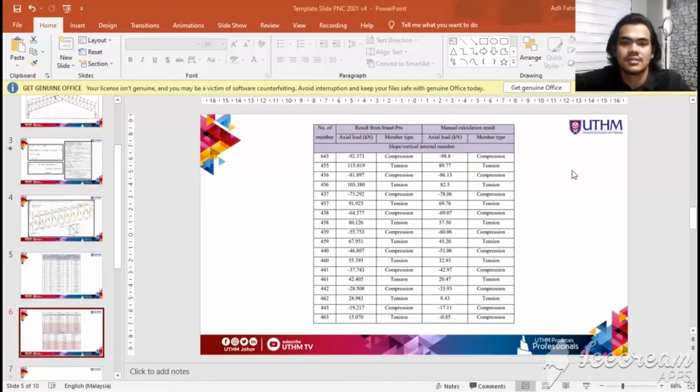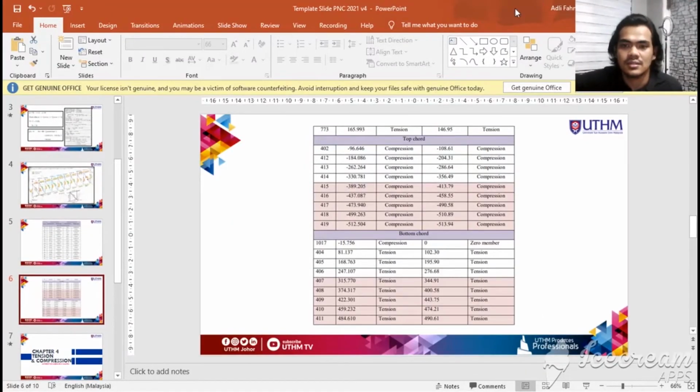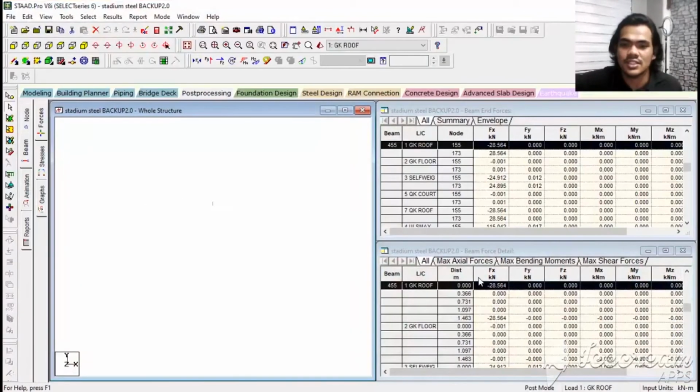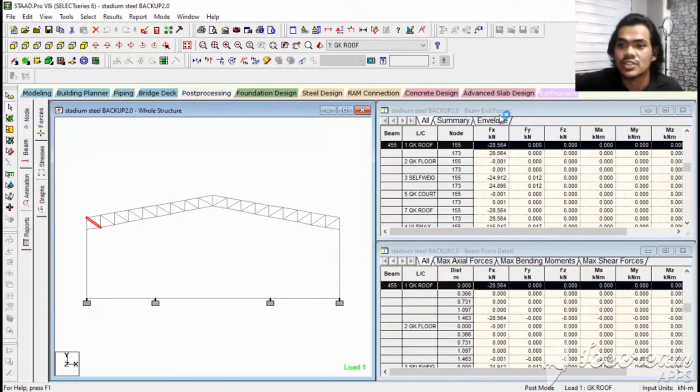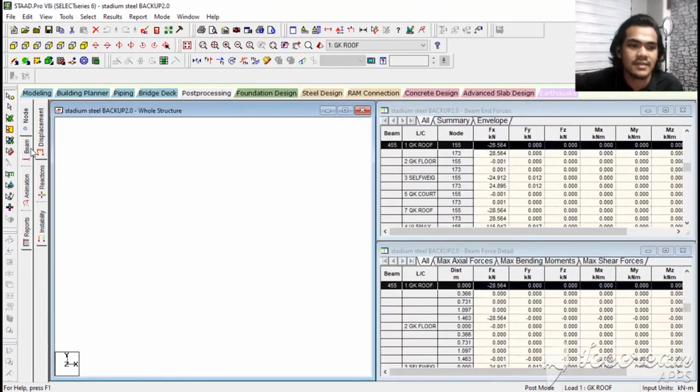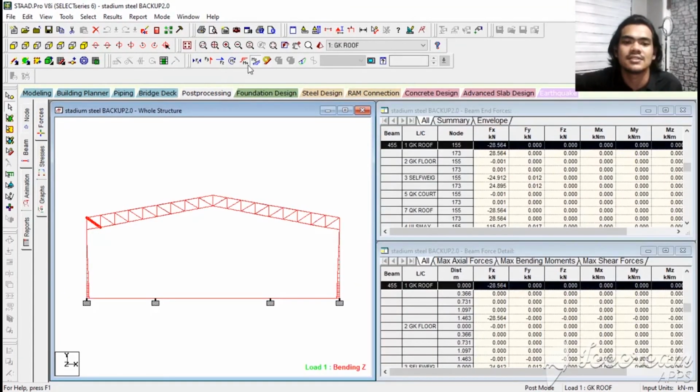And then I will show how to get internal force using STEPRO. So after analyze, we go to post processing, and then we go to beam, select forces, and then we select any member. So I select this member, so this is the value for the member.